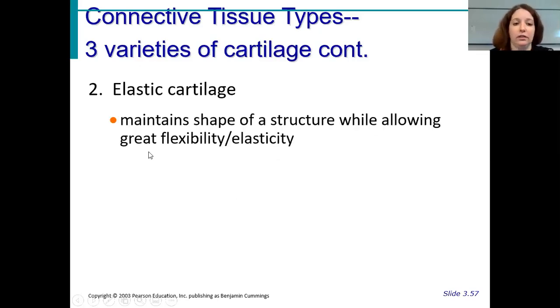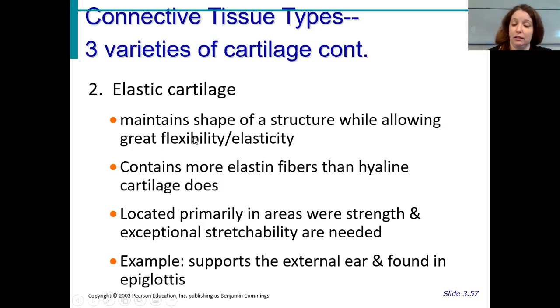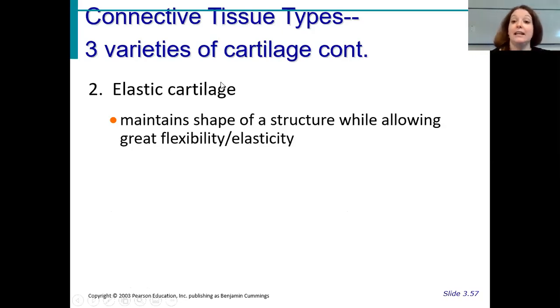Three varieties of cartilage continue. Number 2 is elastic cartilage. It maintains its shape while allowing great flexibility. Your ear is elastic. The outer edge of your ear is elastic cartilage. It contains more elastin fiber than hyaline cartilage does, and is located in areas where strength and exceptional stretchability are needed. External ear and the epiglottis.